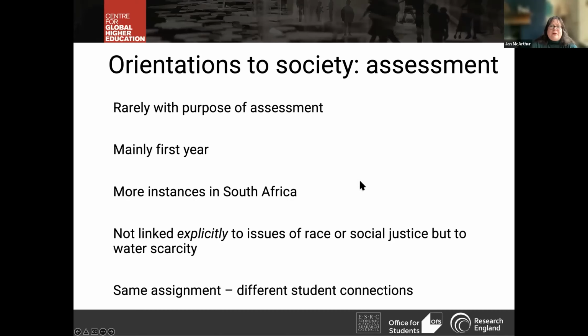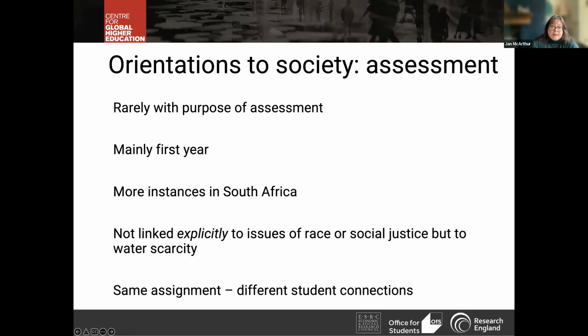Okay, so just as with the other 2 aspects we've talked about, the orientation to society was rarely there when they were directly asked the purpose of assessment. I think there was one. These were mainly in first year, which surprised us because, again, we had thought that this would be about a longitudinal development, as we saw with the orientation to profession. You know, we thought this should match that.